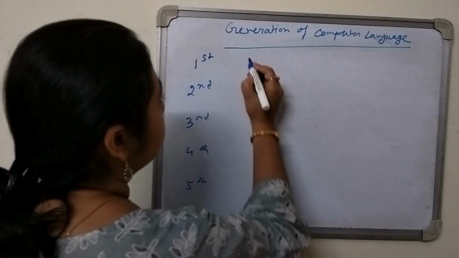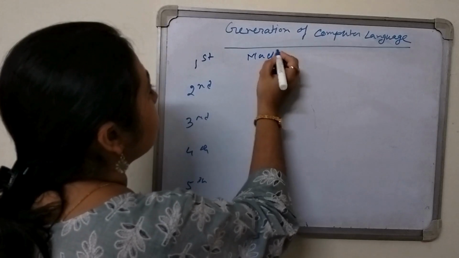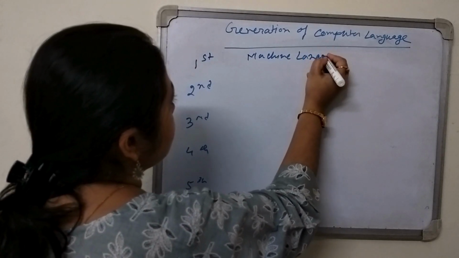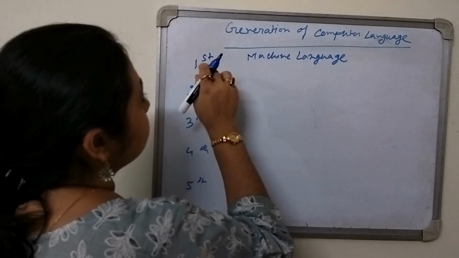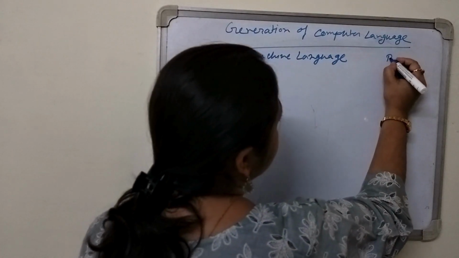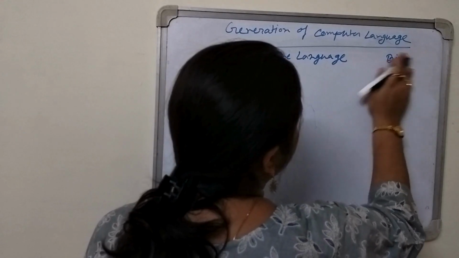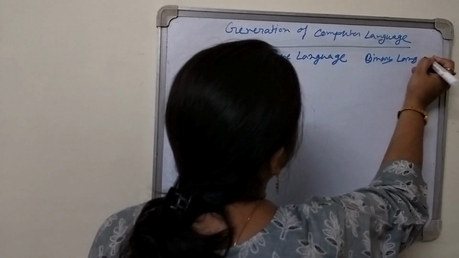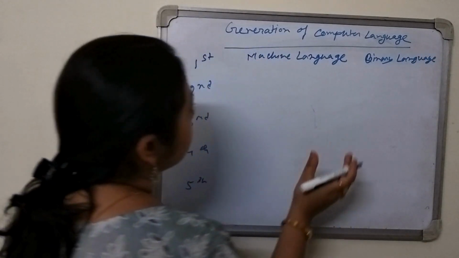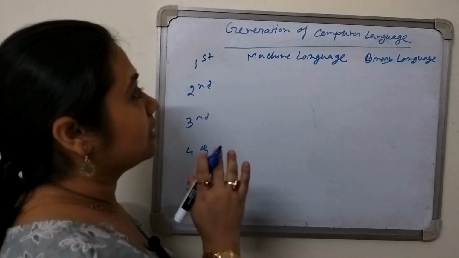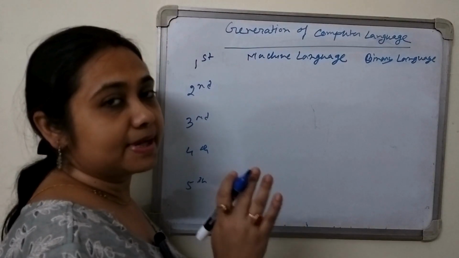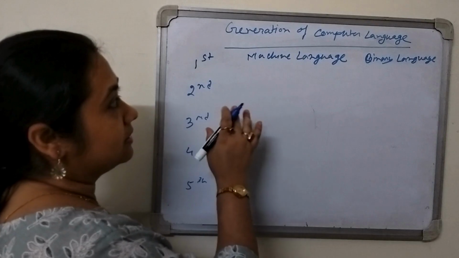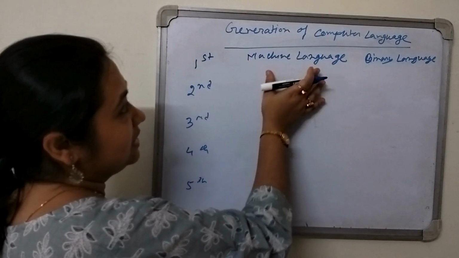In the first generation, what is coming in the first generation? That is the machine language. We know what the machine language is. We have previously discussed the machine language. So the first generation is the machine language. What will be the example? The example will be the binary language. We don't need to explain it again because in the previous class I have explained the binary language. If anyone has missed the previous video, just go to the previous video and listen to what the binary language and machine language are.